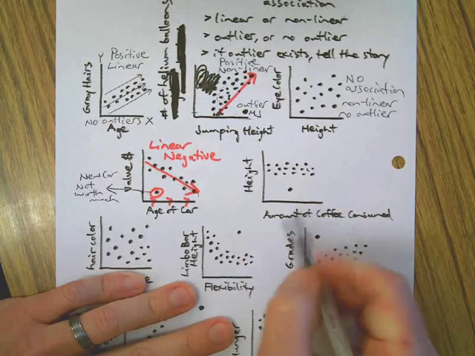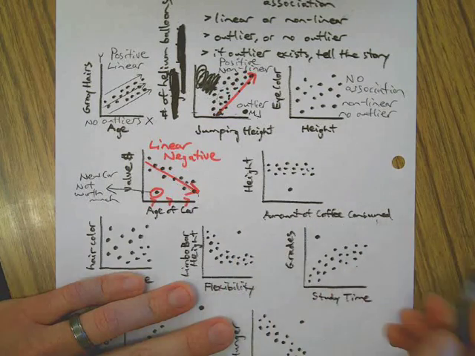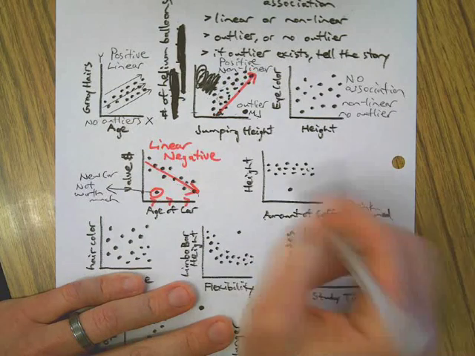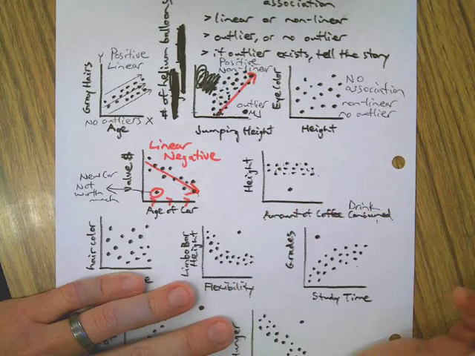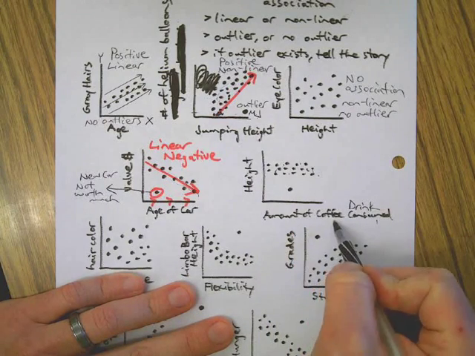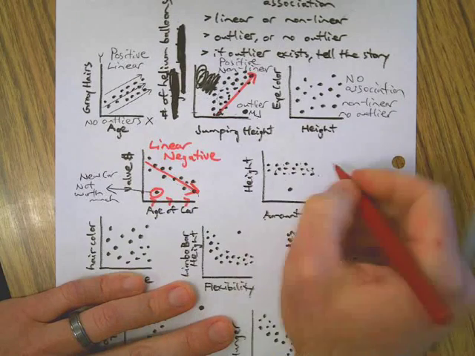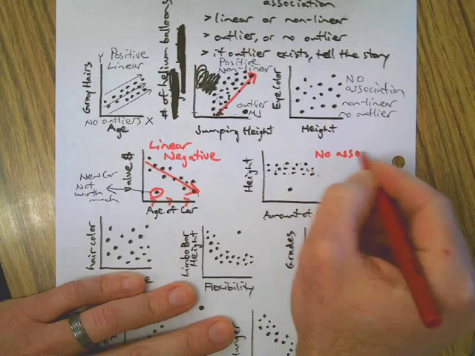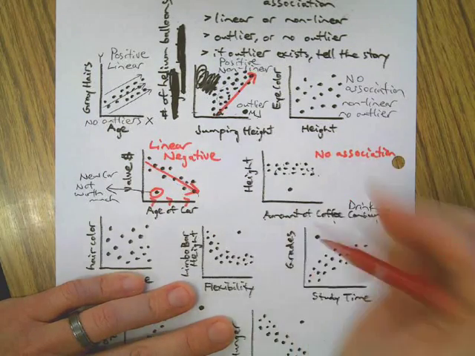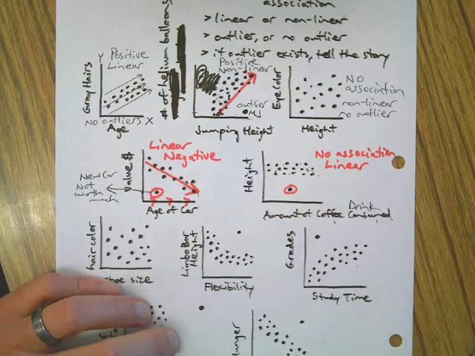Here we have height, how tall a person is versus how much coffee they consume or drink. And we can see here that people are all different heights. And that height does not change depending on how much coffee they have. They're still this height. So, this one, there is no association, meaning coffee has no effect on the height. But it is linear. It's a line. And there's an outlier down there.